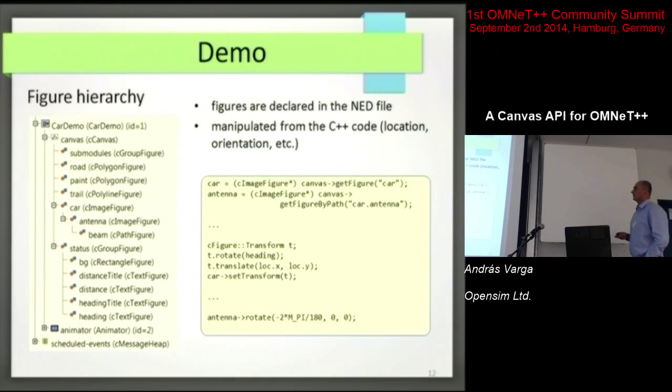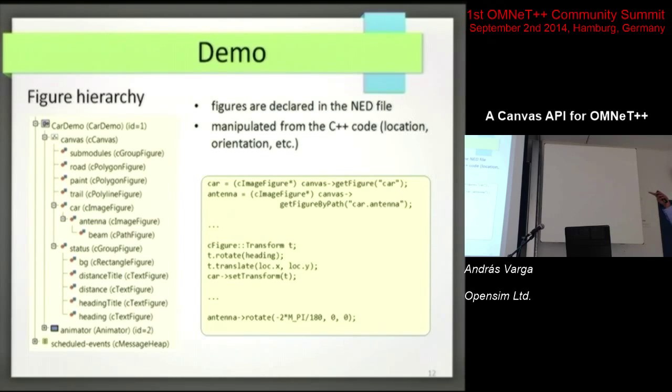So this is how I implemented it. So the figures basically are described statically in the NED file. And you can see the figure hierarchy on the left-hand side. So under the canvas, I've got the road and the paint on the road at the same level, and the trail, which is left behind by the car. And the car, inside the car, there's the antenna and the beam. They are child figures, so they move together. And in the status rectangle, we have the different text figures.